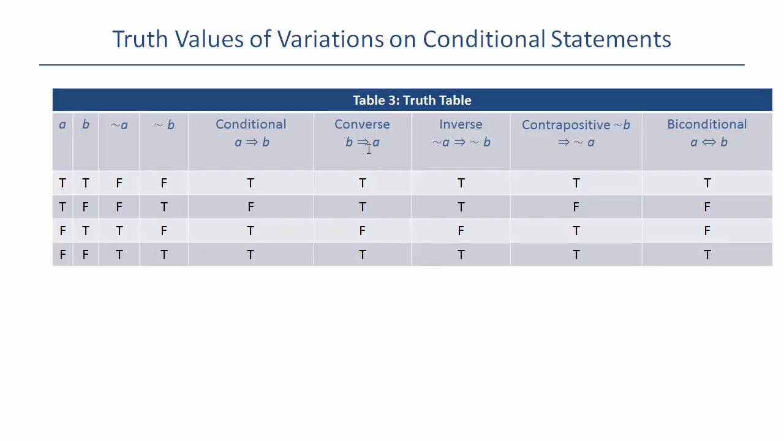Okay, now the converse, we're now going in the opposite direction. B implies A. Same rules apply. It's only going to be false when now B is true and A is false. So this is good, this is good. Here's the bad one, and that one's fine. So true, true, false, true.